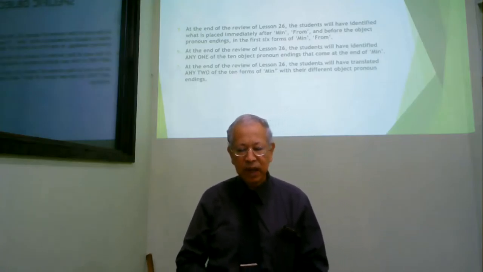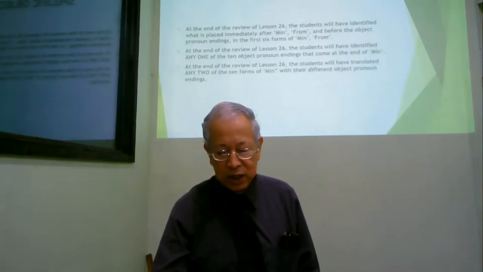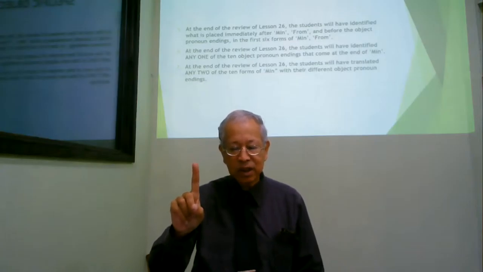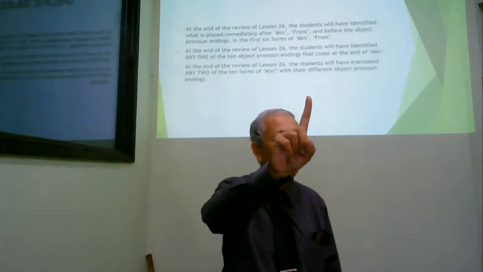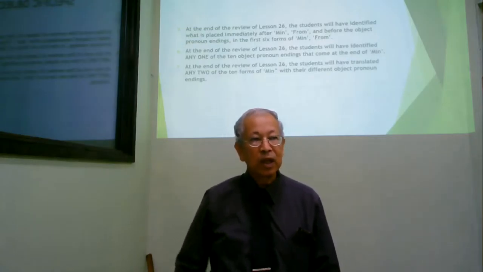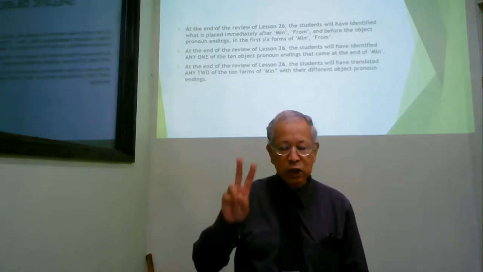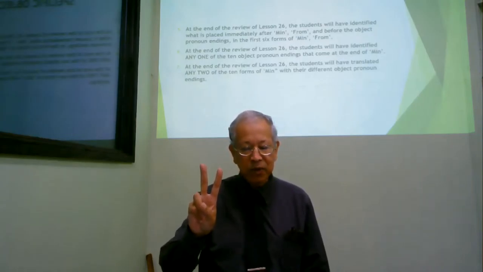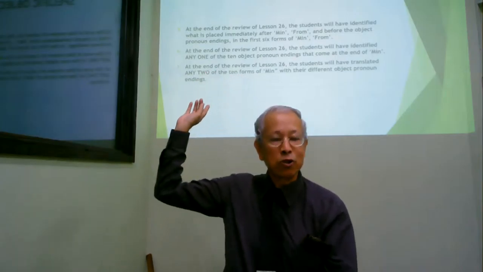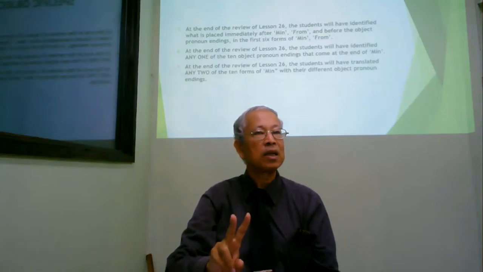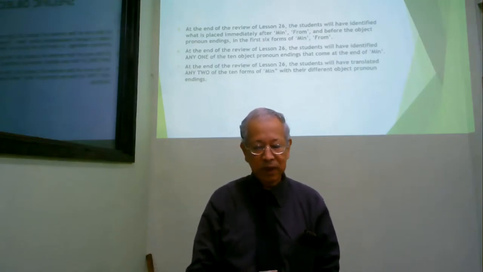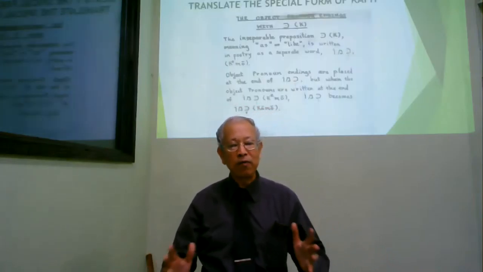More on that shortly. Number 6, at the end of the review of lesson 26, the students will have identified any one, just one, of the 10 object pronoun endings that come at the end of min. So I'm just asking for one. Number 7, at the end of review of lesson 26, the students will have translated any two of the 10 forms of min with their different object pronoun endings. So you'll have the 10 forms of min right there on the screen, but you select any two of the 10 that you remember quite well, and you translate what the min means with the pronoun endings. More on that shortly. So let us now go into each one of these objectives.